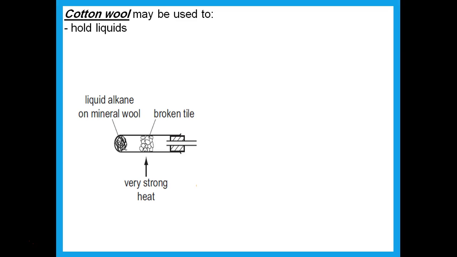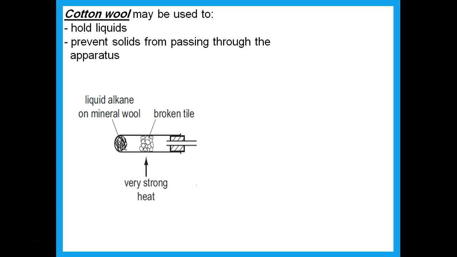If I just put the liquid in there, the liquid will fall out. So I put it soaked in mineral wool or cotton wool. These are the same thing. And in this case, the function of the mineral wool or the cotton wool is to hold the liquid. Or I can use it to prevent solids from passing through the apparatus.